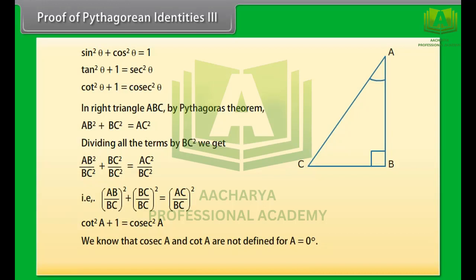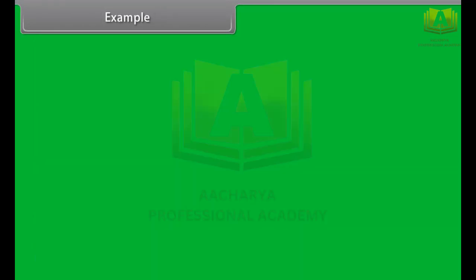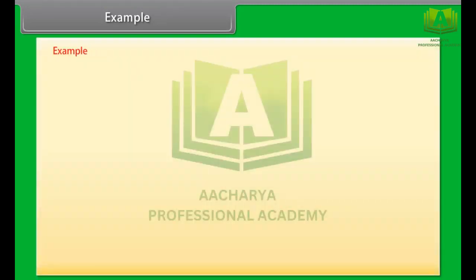We know that cosec A and cot A are not defined for A is equal to 0 degree. Therefore, it is true for all A such that 0 degree is smaller than A, which is smaller than or equal to 90 degree. Example 1. Let's now solve an example related to trigonometric identities.